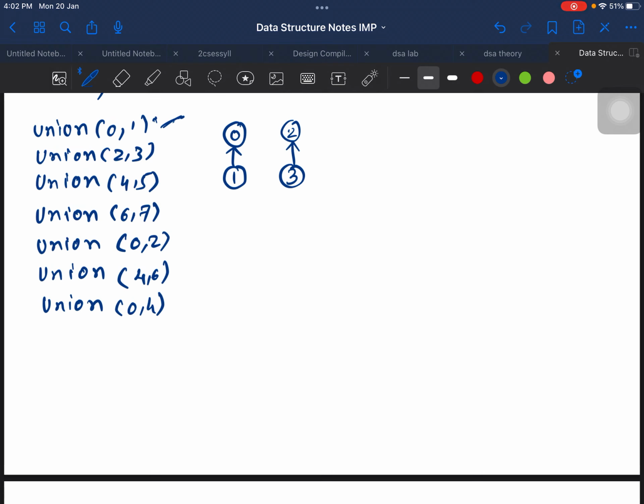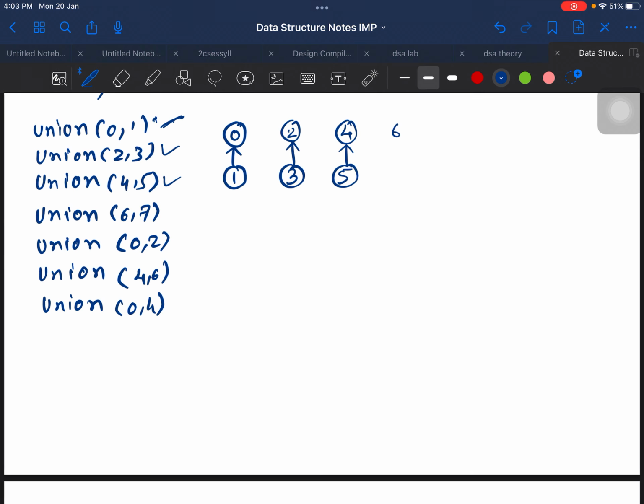Now here also I am making 2 as a parent. Okay, next I have 4 5. So I am making 4 as a parent, 5 as a child. So I am drawing the tree like this. Here I am showing the arrow.